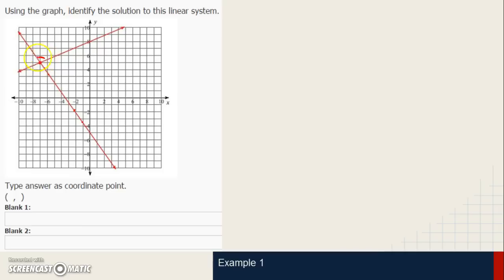So if you look right here, here's a coordinate point that both this negative sloped line and this positive sloped line share. So how do we write the solution to this? Well, we just type it as a coordinate point. So what is that coordinate point that they both share? Well, it's negative 7 on the x, and it's 5 on the y. And we can go ahead and type that in. Negative 7 on the x, and 5 on the y.